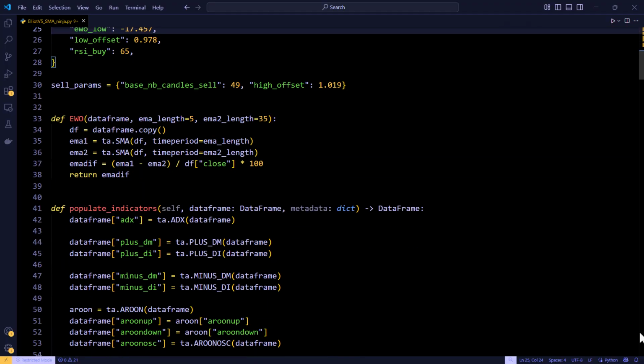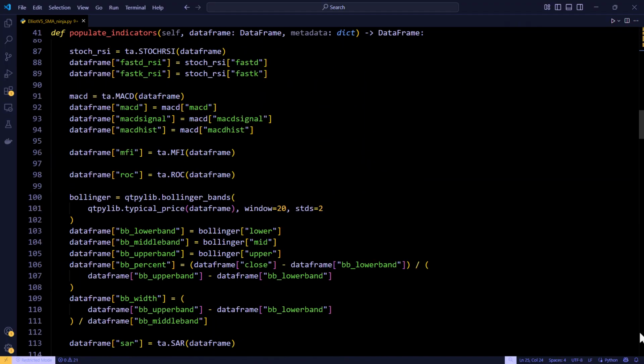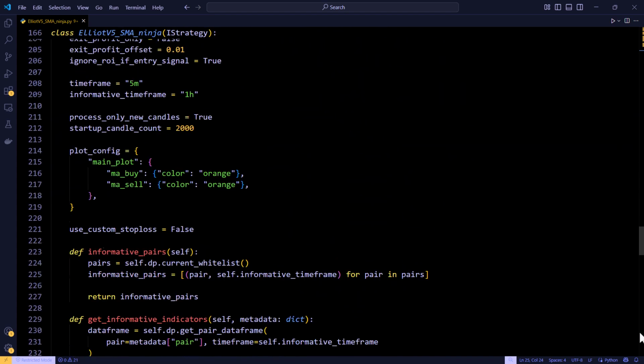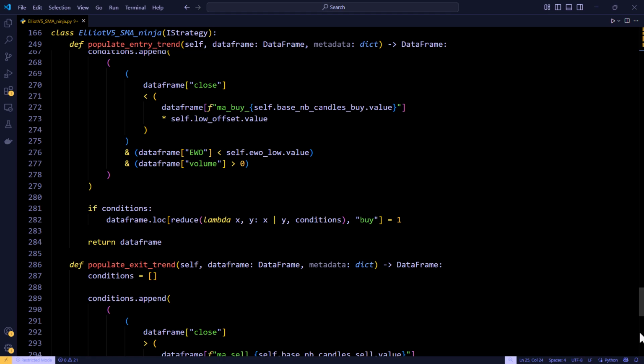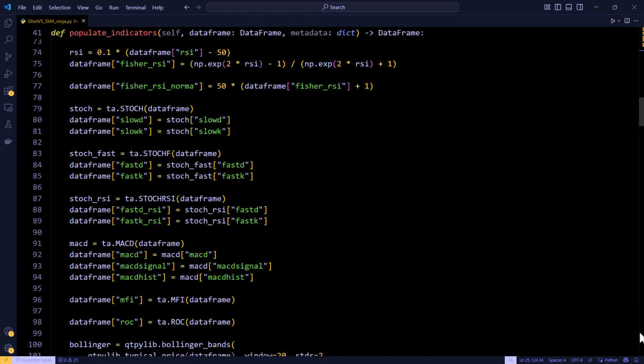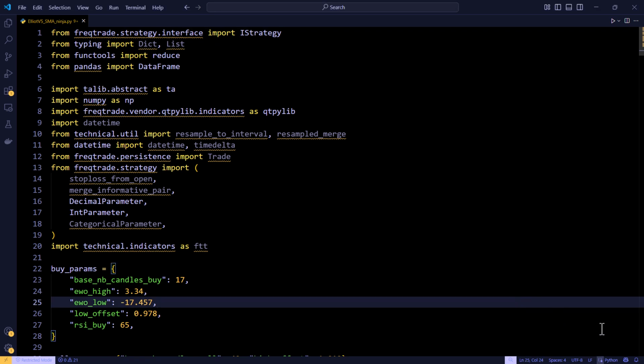Let's dive into the ElliotV5 SMA Ninja Strategy. Now, the origin of this code is a bit of a mystery because no author is credited. If you know the creator, then drop it in the comments because credit where credit is due. In this algorithm, it's all about catching quick moves in the market, using a simple blend of classic indicators.